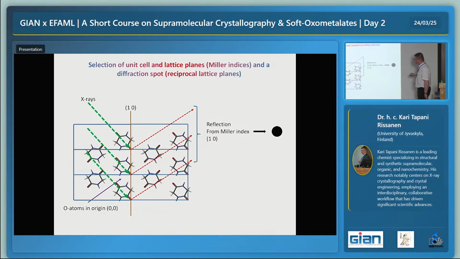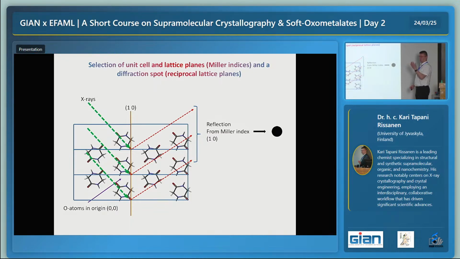If there were not any atoms, there would not be any point. So that is the idea: when we see a diffraction spot, it indicates that in this particular orientation there are atoms.